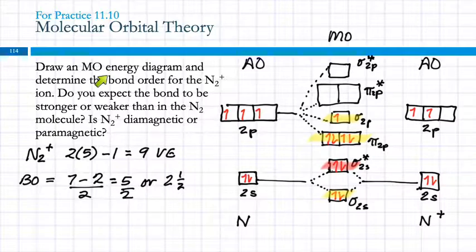So I did that, and I got the bond order. Do we expect this bond to be stronger or weaker than the N2 bond? Well, if I were to make this into N2 from N2+, I'd have to add an electron, right? I would add that 1 electron in here. Is that adding to a bonding orbital or an antibonding orbital? It's adding to a bonding orbital, right?